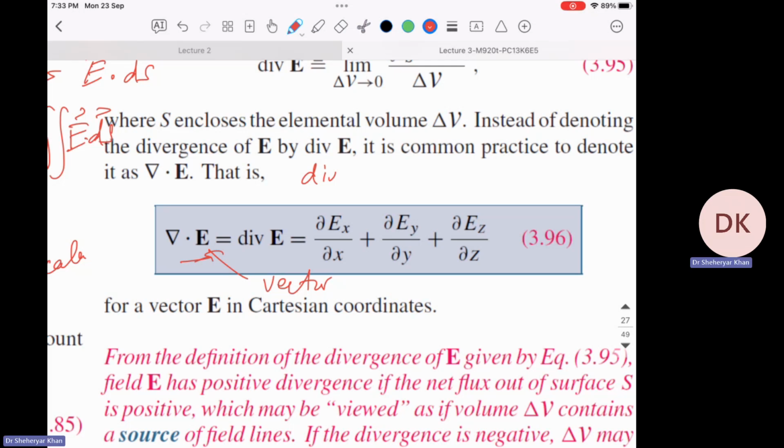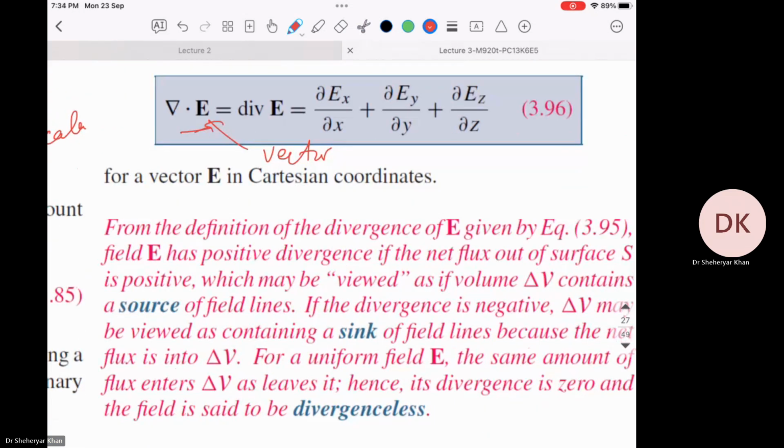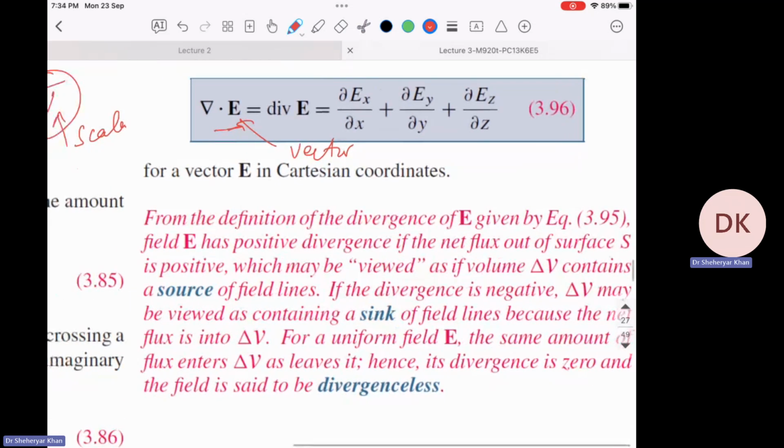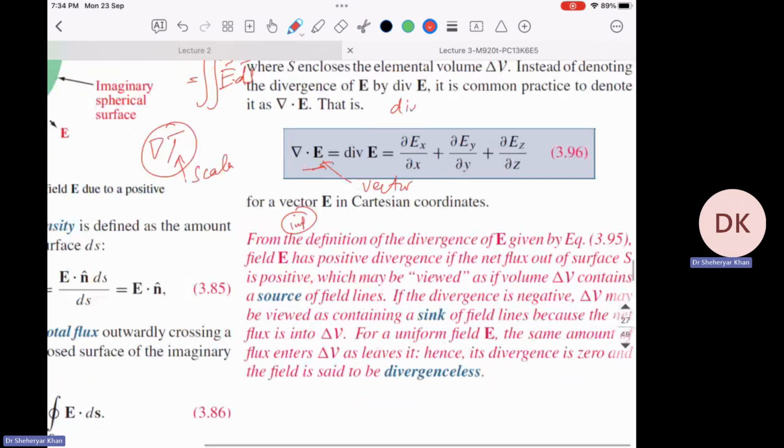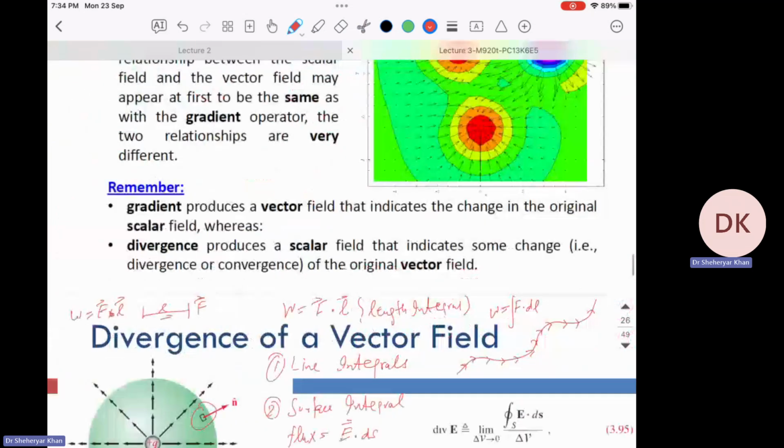In gradient, T is not a vector, it's a scalar. It does not have x, y, z. It's a scalar function. Okay. So these are the two main differences. Now, apart from this, you can also read out this definition. This is important. This definition is important, plus this difference is important. Okay. So these are the differences between scalar gradient and the vector divergence.